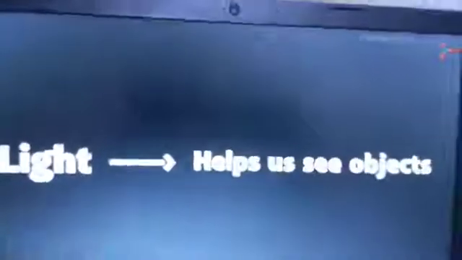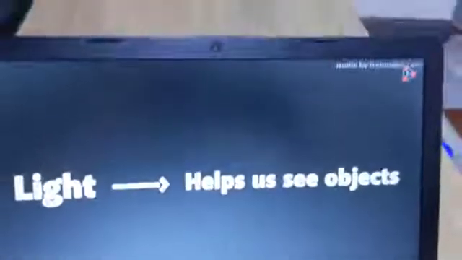Light helps us to see things. When a light ray is incident on an object and reflects back to our eye, we can see it. Now you have three different things here. Now let's identify opaque, transparent, and translucent material.